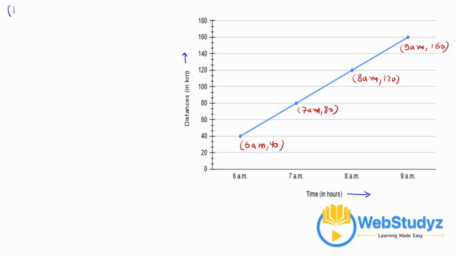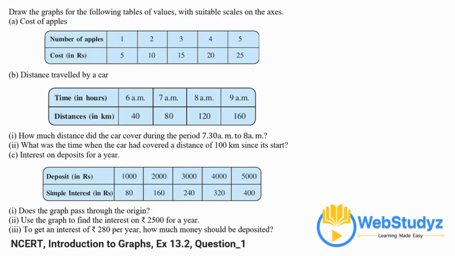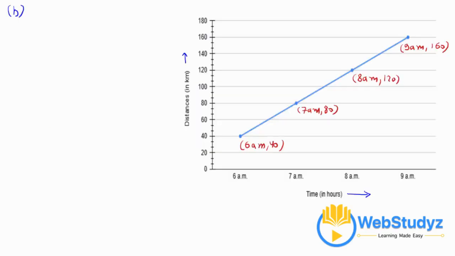kilometers. In part B we have two more questions. The first is how much distance did the car cover during the period of 7:30 a.m. to 8 a.m. As we can see, from 7 to 7:30 a.m., it travels around this much distance, which is from 80 to 100 kilometers, it is 20 kilometers.